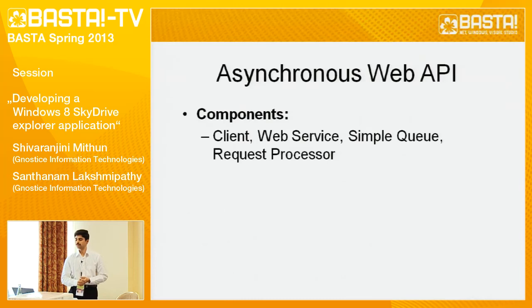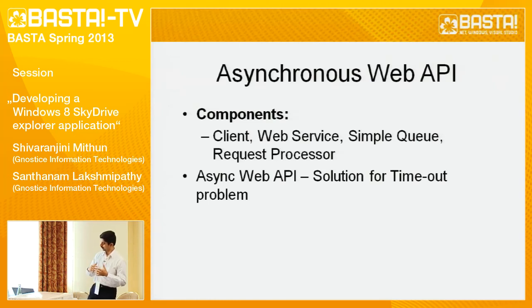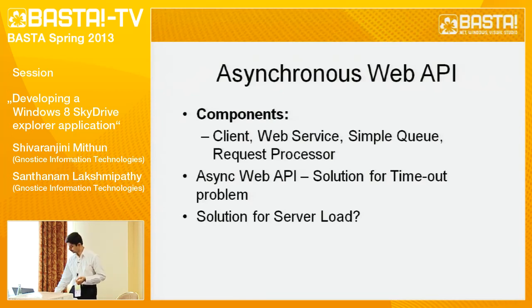An asynchronous web API has 4 components: the client, the web service, that is our web API server, a simple queue data structure to queue up all incoming request objects, and a request processor. The request processor could be a background worker thread or a pool of threads that pops the request messages from the queue and processes them. In this way, we can solve the timeout problem using an asynchronous web API. But now we need to solve the server load balancing problem.